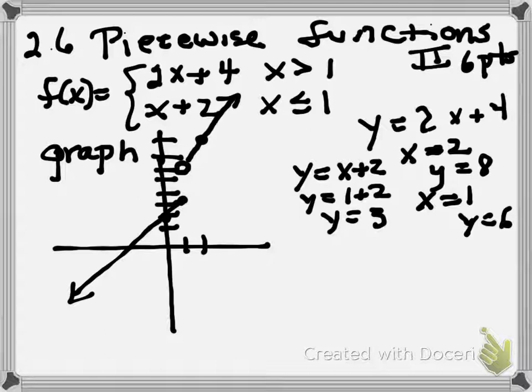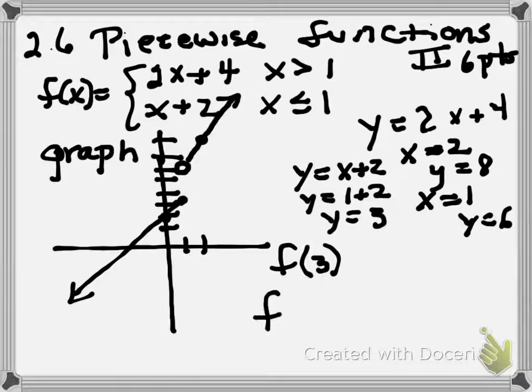Yeah? How did you get y equals 6? I substituted in 2 times 1 plus 4. Oh, okay. Just substituting into the equation. Now that of the 6 points is worth 4 of it, and now there are 2 other parts to it.